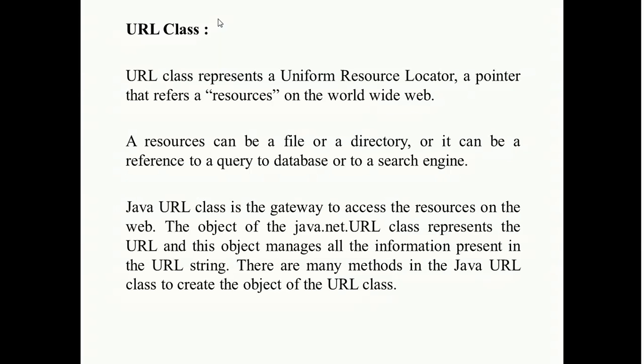The object of the java.net URL class represents the URL, and that object manages all the information present in the URL string. There are many methods in the Java URL class to create an object of the URL class. See, URL class is mainly used to point or refer to the resources on the World Wide Web. If you want to access any type of website or any information, you must know the URL of the particular site.